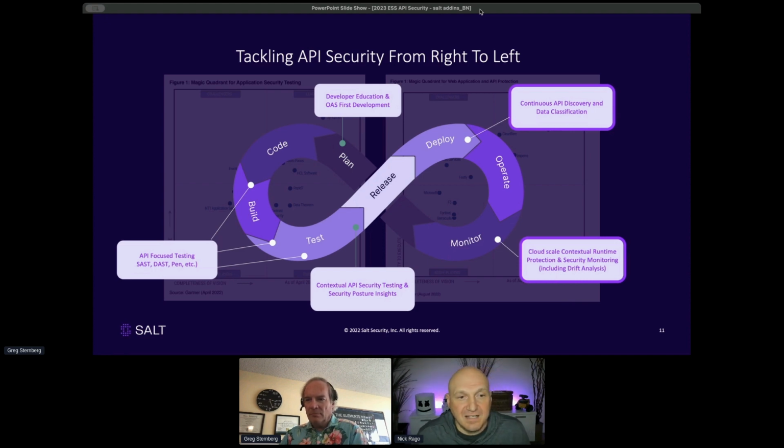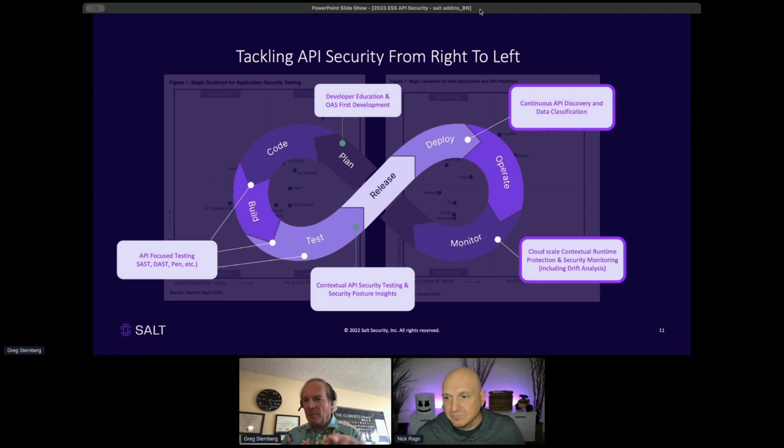This notion of what we call negative functional testing, or contextual API security testing, is about understanding before something goes into production. I understand that I'm not going to get everything, but I want to have some capability to flush out as much as we can. So speaking of which, if you go one more here, Greg. Actually, there's a couple things I want to key off on, this slide.